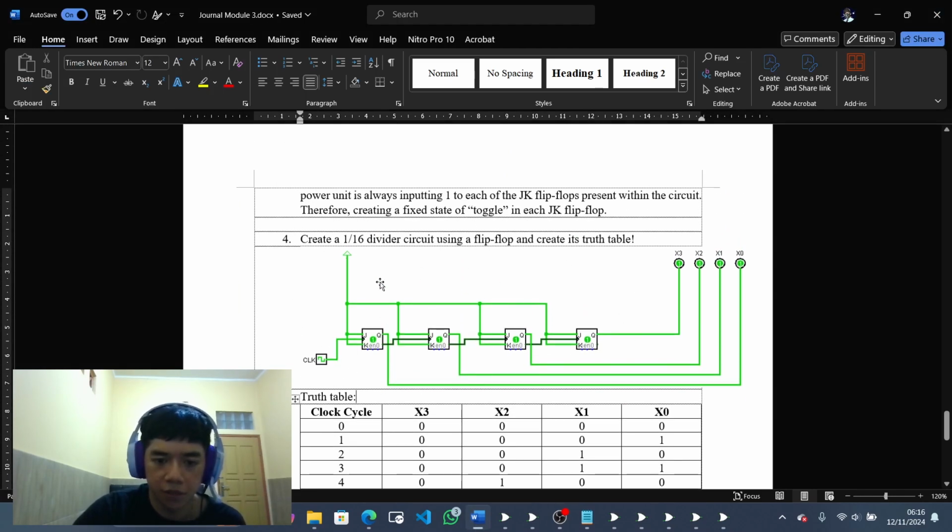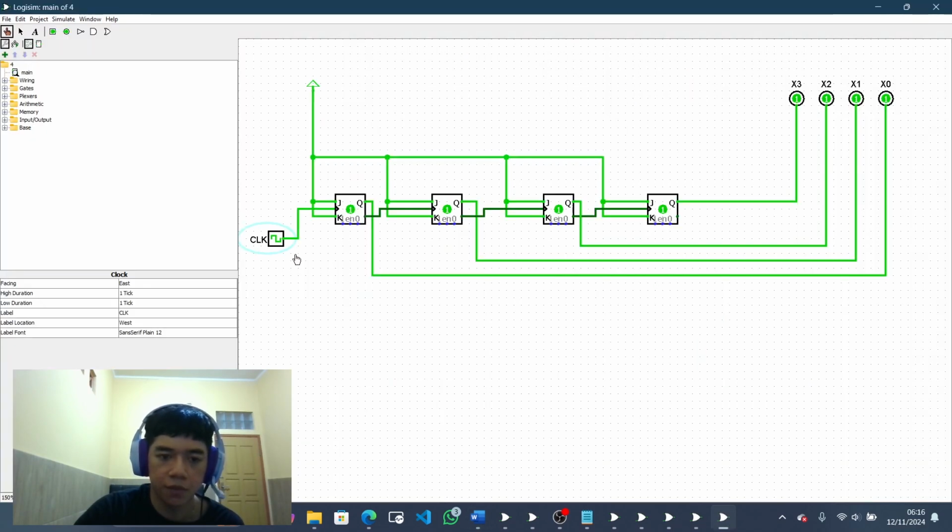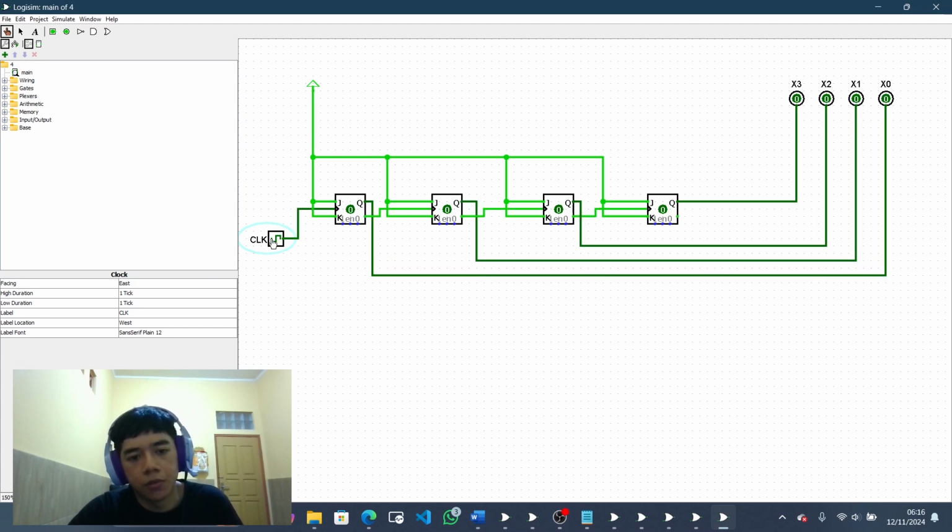Each of these JK flip-flops divides the circuit by a half. That's why each flip-flop takes half the time to gather the values from one another. So there's a delay there. 1, 2, 1, 2, 1, 2, 1, 2. Okay.